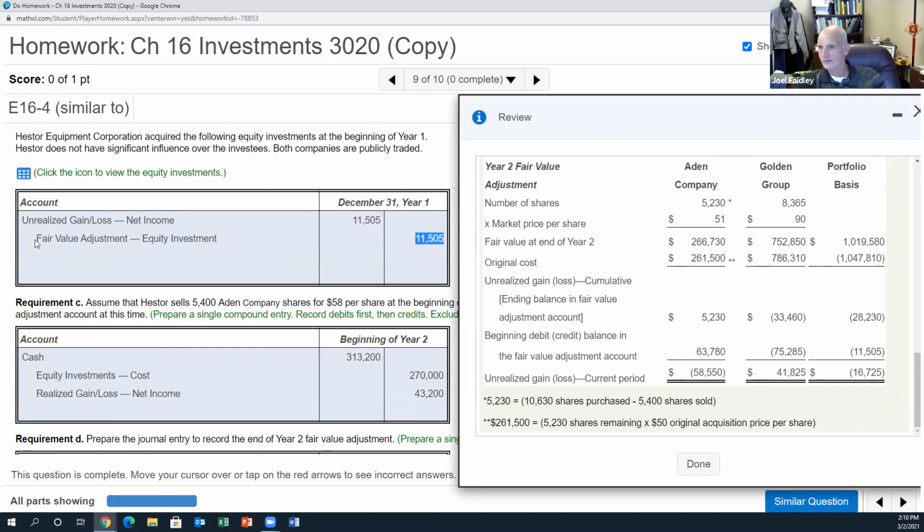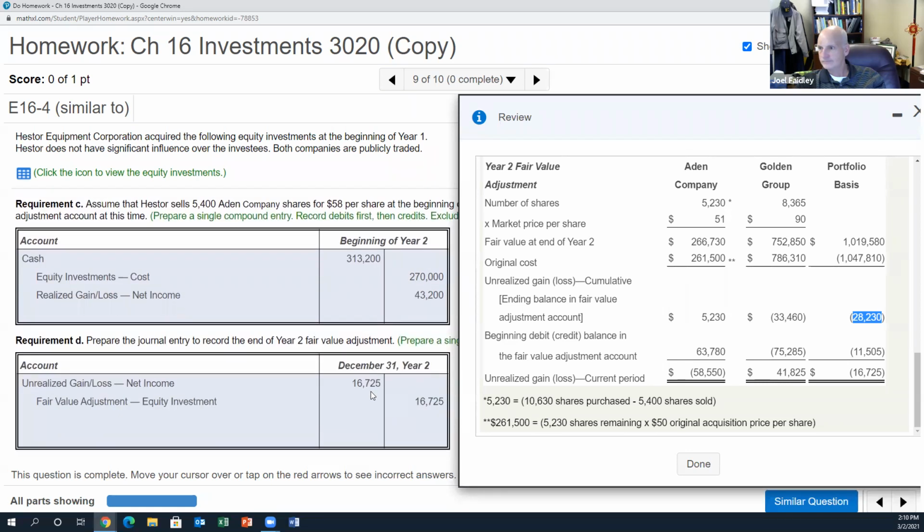Clicked on the wrong one. Fair value adjustment. We've got a credit balance there, and the credit balance should be 28,230. So how do you get from 11,505 to 28,230? We're going to have to debit, right? 16,725 to lower this 11,505 to 28,230. And there it is. Fair value adjustment, 16,725.